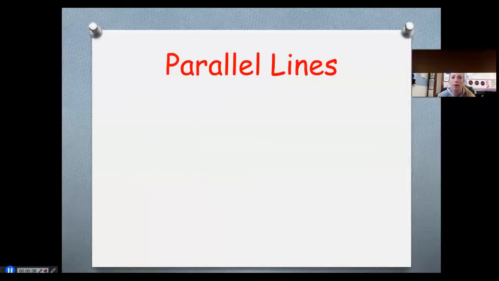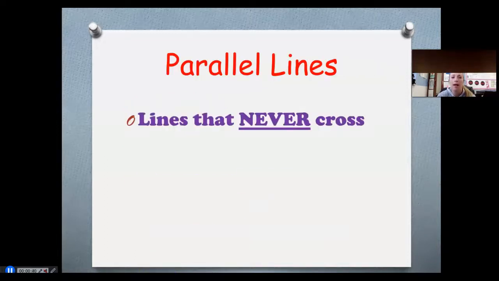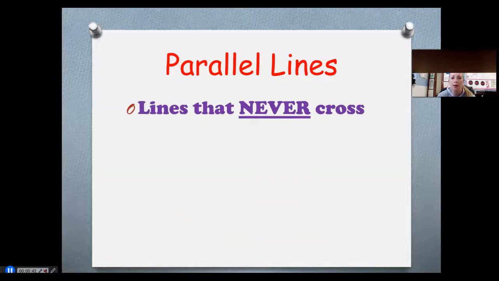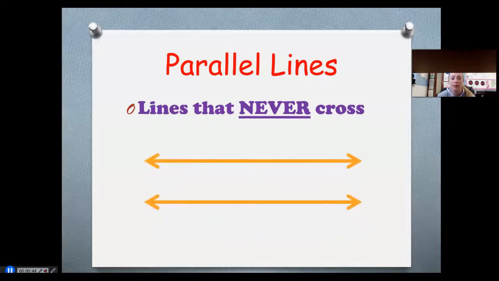So, what are parallel lines? Parallel lines are lines that never cross. They look like this. Those lines will never ever cross. So for a hint, look at the L's in the word parallel. That is a set of parallel lines. Those L's will never ever touch. So parallel lines means that they're lines that will never ever cross.